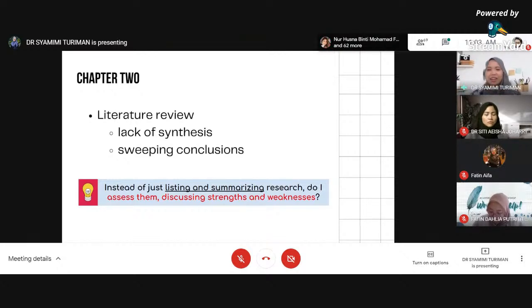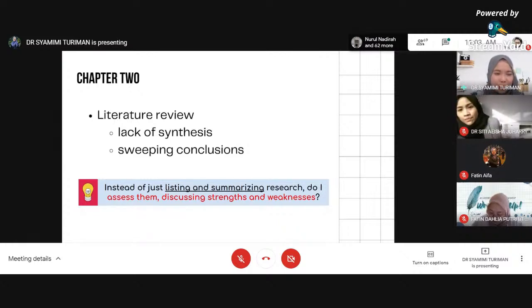I've also come across students' work in chapter 2, or in that particular section, that keeps using the same source or the same citation from the first paragraph until the last paragraph. So how is that a review of literature? Your readers will be able to question that. When you do reviewing, that means you should include as much as you can.